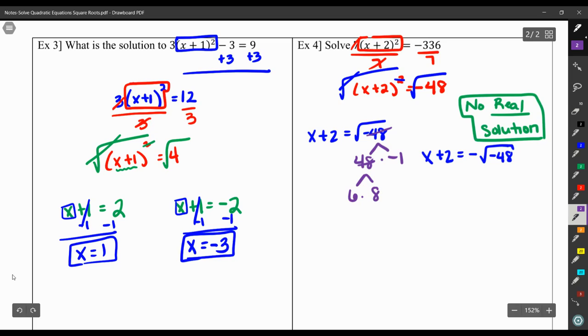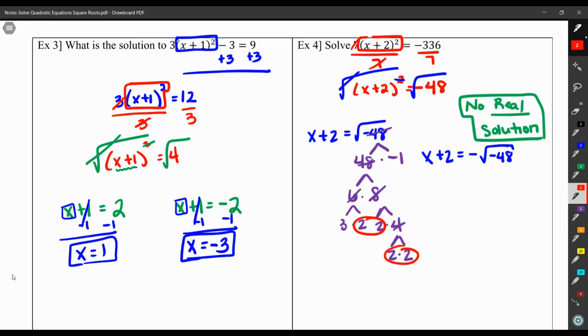6 times 8 makes 48. Let's break apart the 6 into 3 times 2, and let's break apart the 8 into 2 times 4. Then the 4 gets broken down into 2 times 2. So now that everything is broken down and all we have left at the bottom are primes, we need to look for pairs. So there's a pair of 2's here and a pair of 2's here. Just because they're on different branches, it's fine, they're still pairs of 2's.